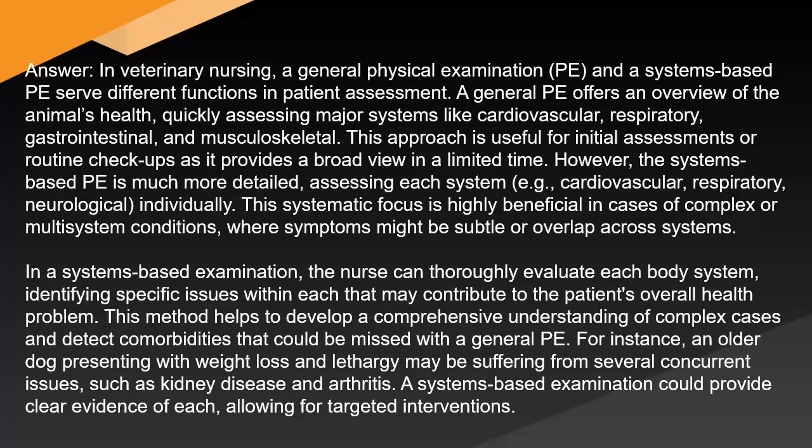This method helps to develop a comprehensive understanding of complex cases and detect comorbidities that could be missed with a general PE. For instance, an older dog presenting with weight loss and lethargy may be suffering from several concurrent issues such as kidney disease and arthritis. A systems-based examination could provide clear evidence of each, allowing for targeted interventions.